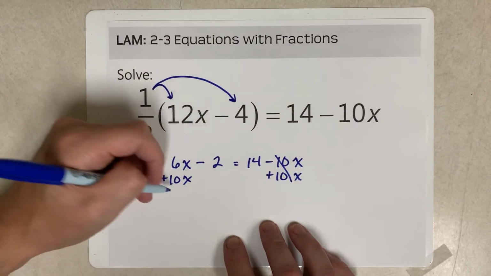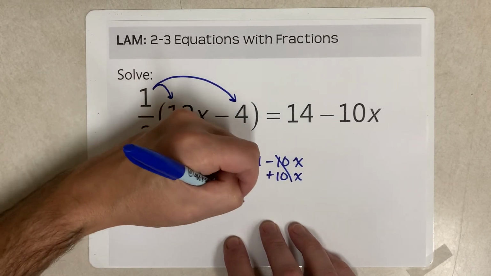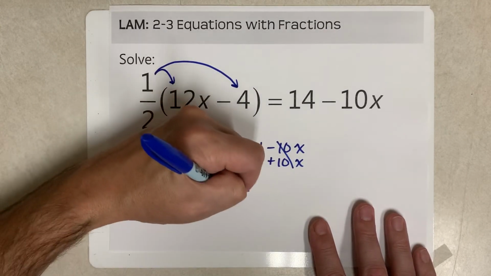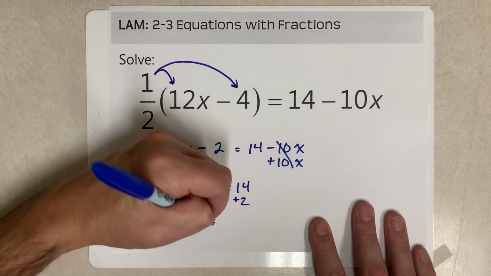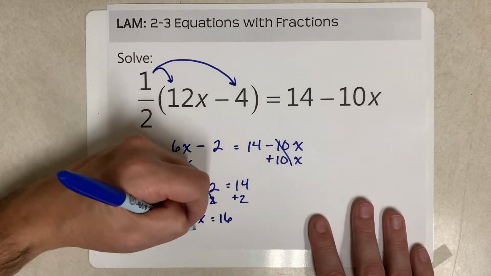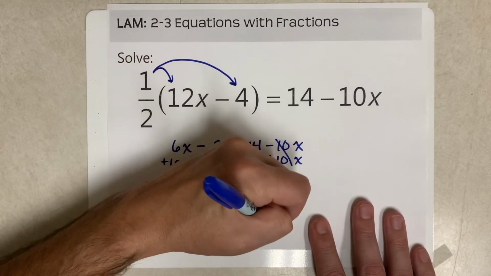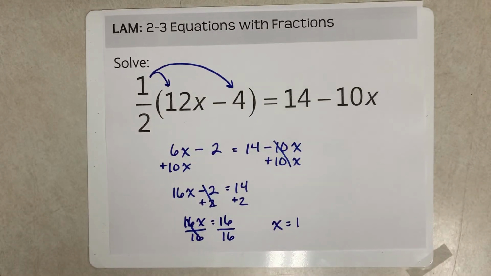Cancel those. 10 and 6 makes 16x minus 2 is equal to 14. Get it down to a two-step. Add 2, add 2. 16x is equal to 16. Divide by 16. And I get x is equal to 16 over 16 is 1.